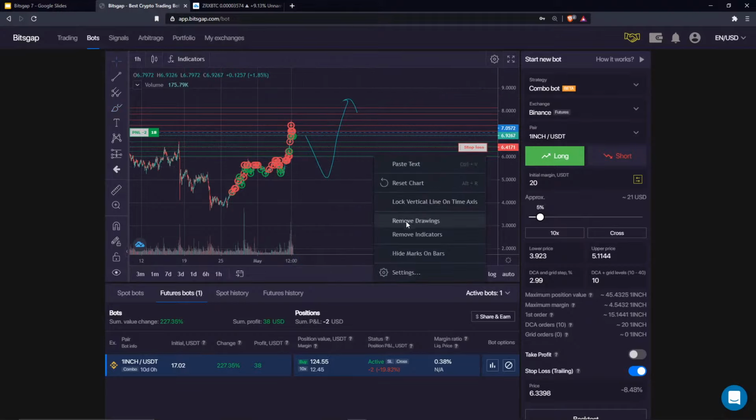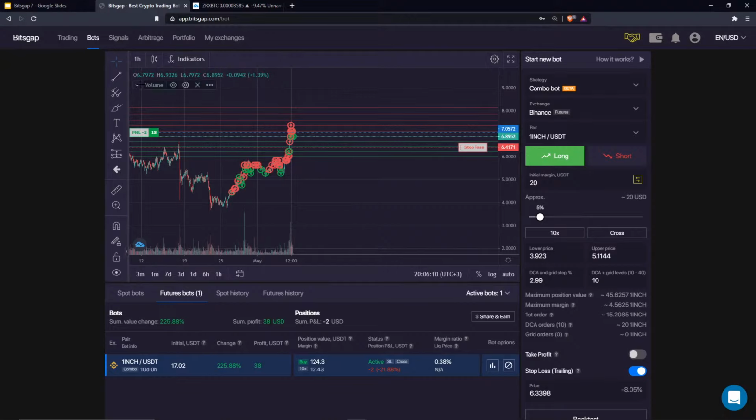So make sure that you fully understand the logic of leverage trading and how to make sure that you have enough margin to trade the crypto that you selected. So that's the thing about the combo bot. In future webcasts, I think I will cover more cases for the futures bot.